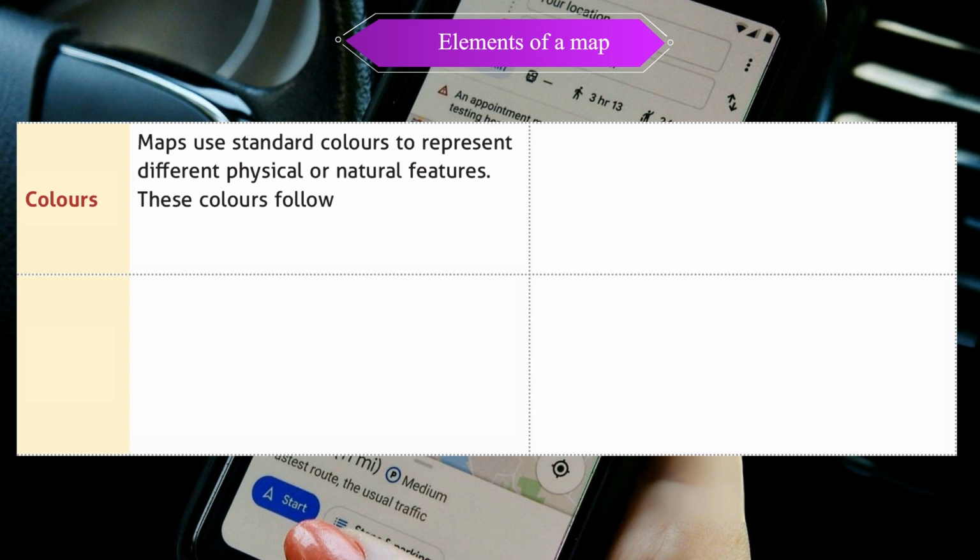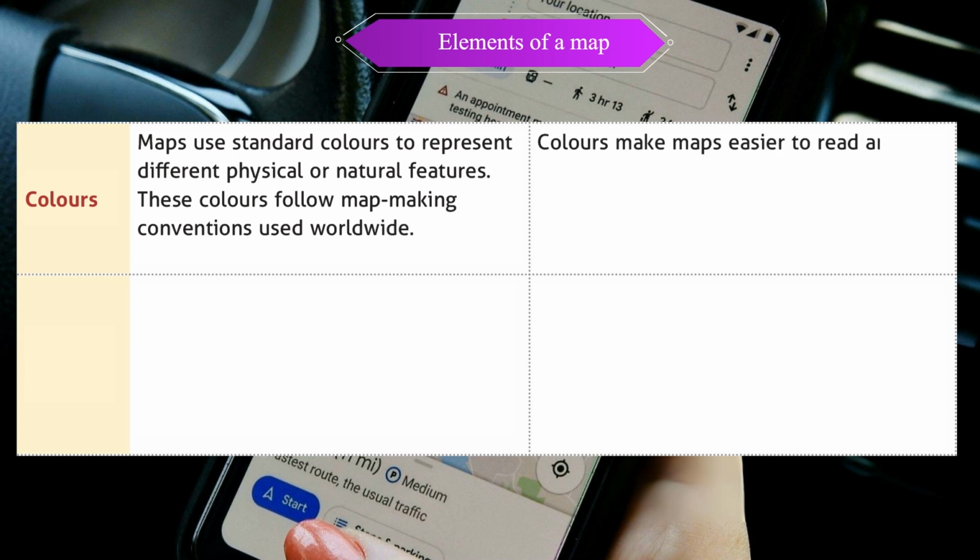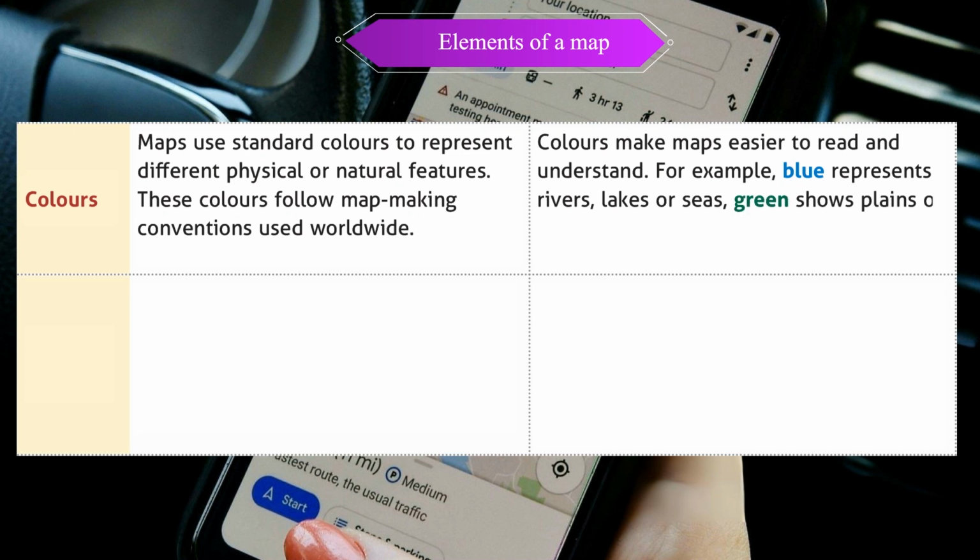These colors follow map-making conventions used worldwide. Colors make maps easier to read and understand. For example, blue represents rivers, lakes or seas, green shows plains or forests, and brown indicates mountains or highlands.